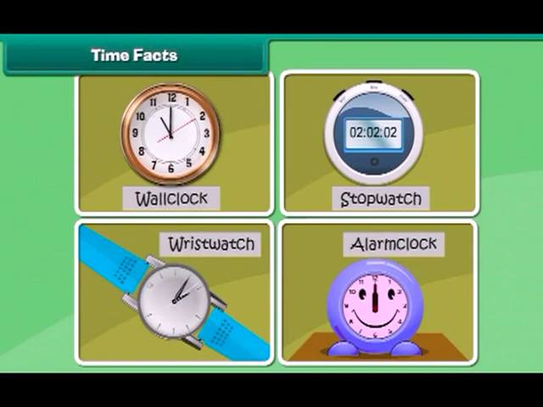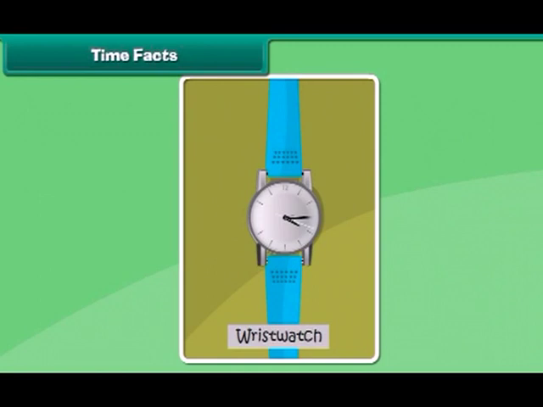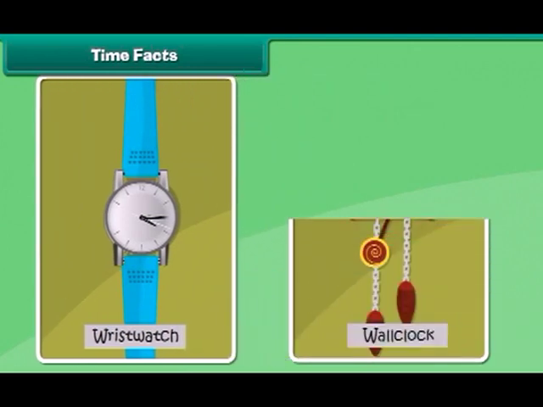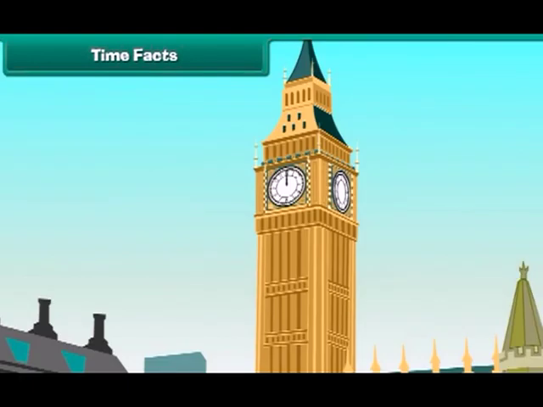You must have seen clocks of different shapes and sizes. There are clocks which you wear on your hand. They are called watches. There are clocks which you see mounted on a wall, and clocks which are mounted on buildings.